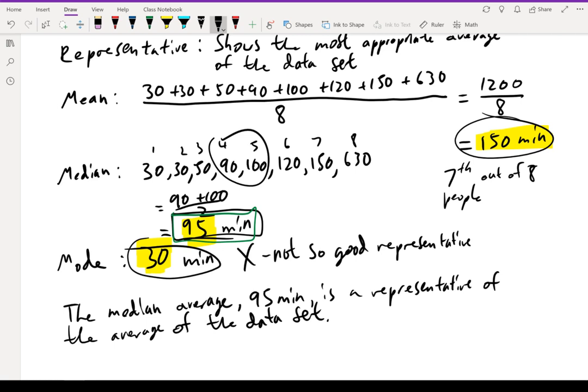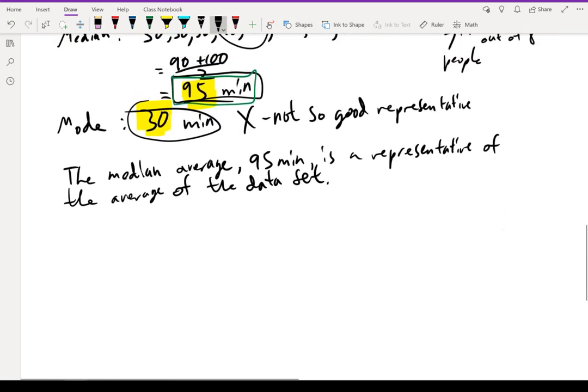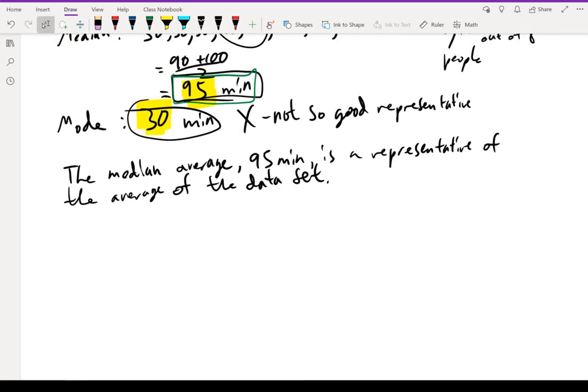Okay, so these are differences of the three averages. Not all can be used. Now, I'm going to make up a third example before you get to the homework. I want you to also write this down as well.